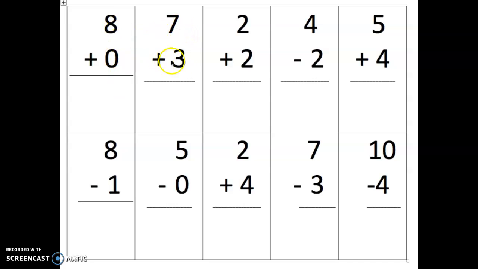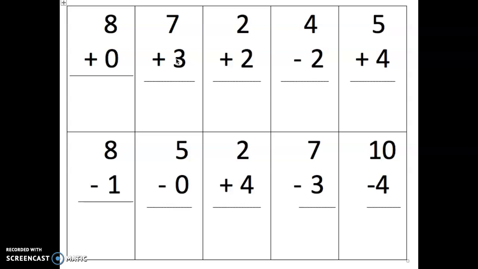For example, 7 plus 3 equals 10. I know this is 10 because it is a friends of 10 fact. 7 and 3 are friends of 10. So again, one at a time, flash and tell: read what it is, tell the answer, and explain your strategy.